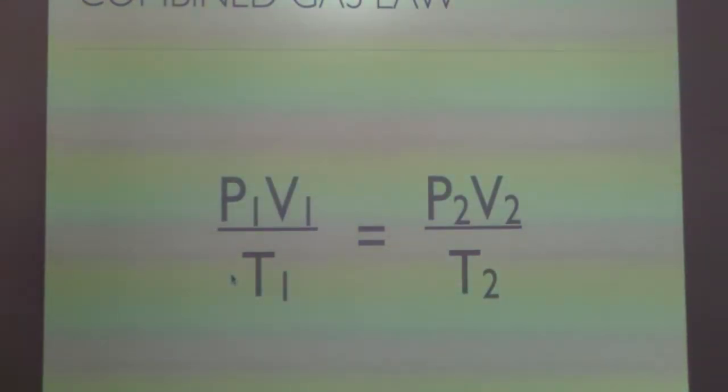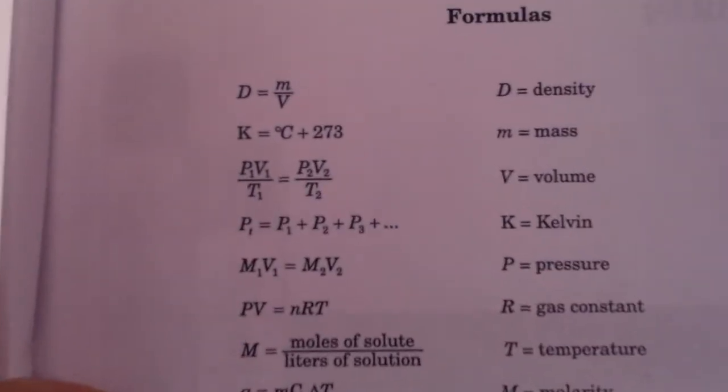When we combine all these gas laws, we get this equation: P1 times V1 over T1 equals P2 times V2 over T2. This is our combined gas law. It is also on page 3 in your reference tables, so on test day, when you get your reference table, you know where to look, and that is right there.